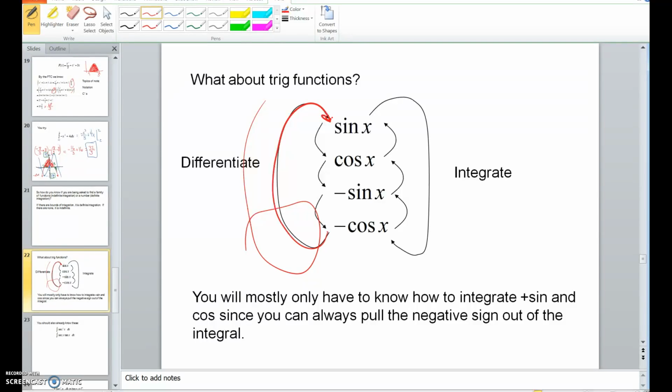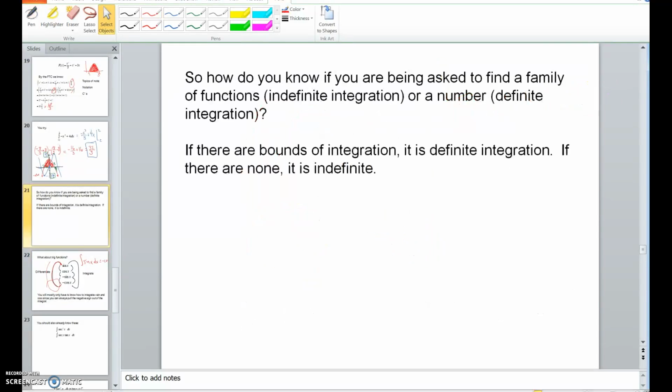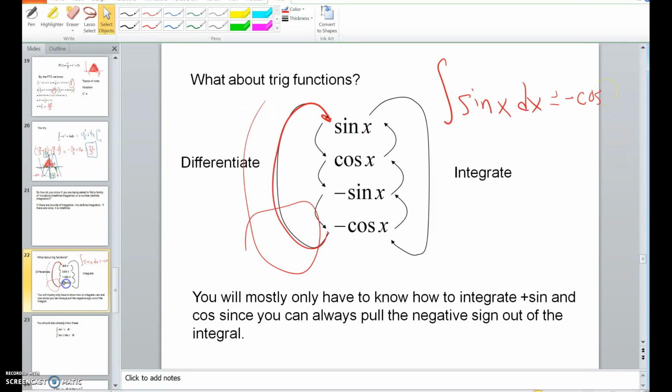So if we are trying to integrate or find the antiderivative, we just move in the opposite direction. So the integral of sine x dx, I go to sine x, I need to move upwards. The integral of sine x dx is going to be negative cosine x plus c. And you can verify that that's correct, because if you take the derivative of negative cosine x, you do in fact get sine x.